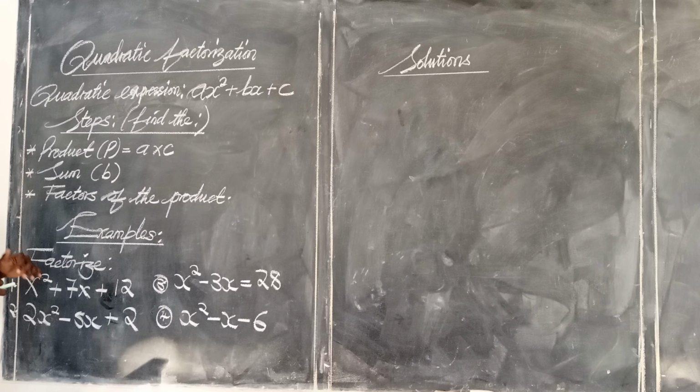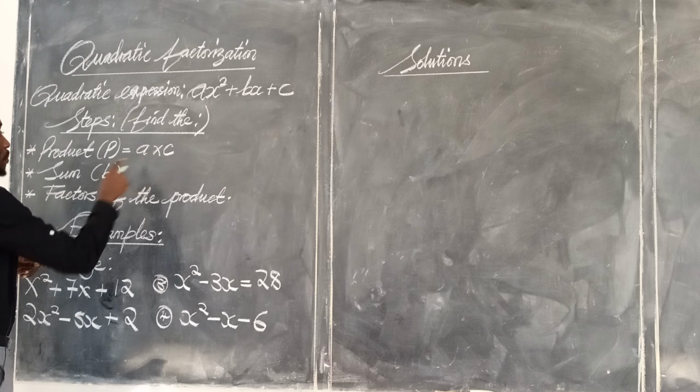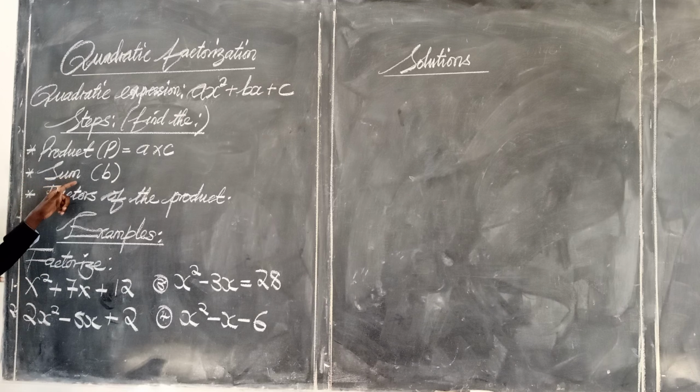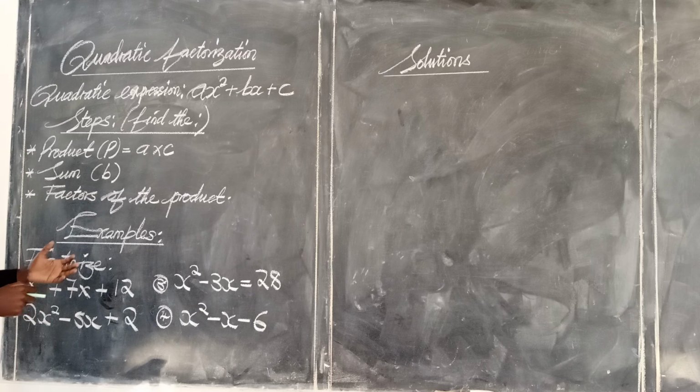Now, what are you supposed to do when you want to factorize a quadratic expression? The first thing you need to do is number one, find the product. How do you find the product? You multiply a times c. Number two, you find the sum. Your sum is your b. After you do that, you find the factors of the product. Now, let us look at these four examples and see what we mean.